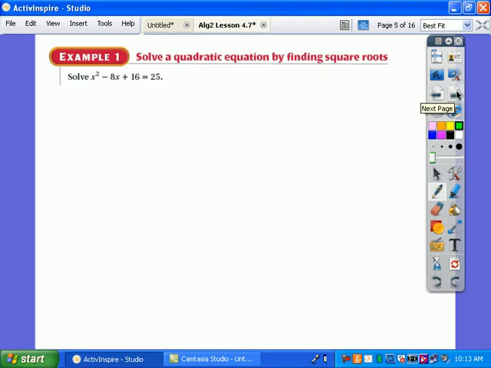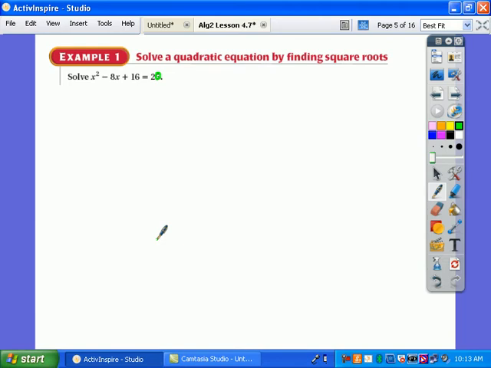And the main idea of completing the square is to be able to solve a problem like this. I'm changing the problem a little bit. Instead of a 25, I want to put that as a 20. And the reason will become apparent in just a moment.